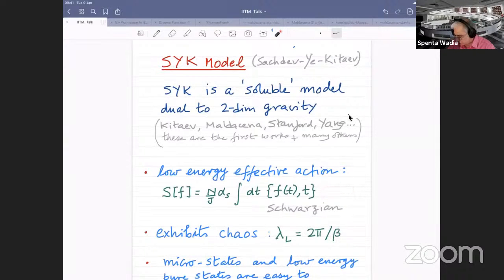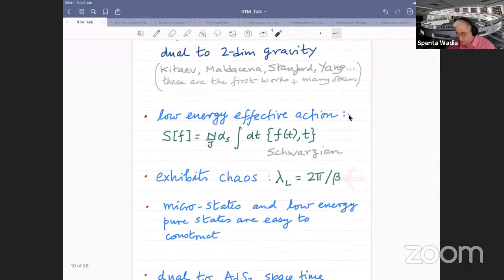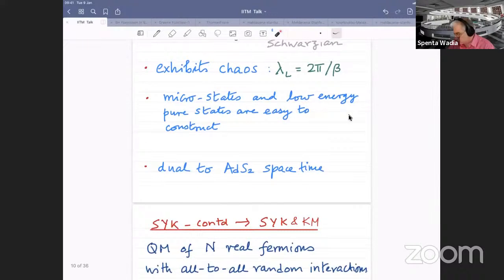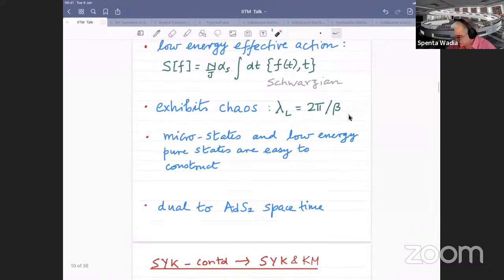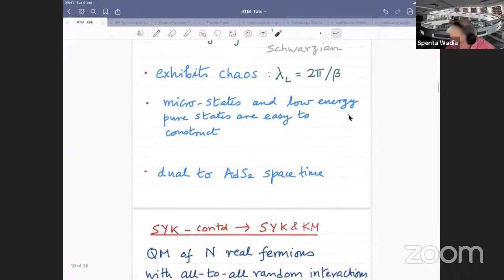This is the famous Schwarzian. And this model exhibits chaos, unlike the old c=1 matrix model, which is the reason why it couldn't describe black hole physics. And it has microstates, explicit microstates, and low energy pure states, which are easy to construct. So it is something you can calculate with. And it's dual to AdS2 spacetime. So this is a very fantastic thing that Kitaev, Maldacena, Stanford, Yang, and many others have developed, all coming from condensed matter physics.